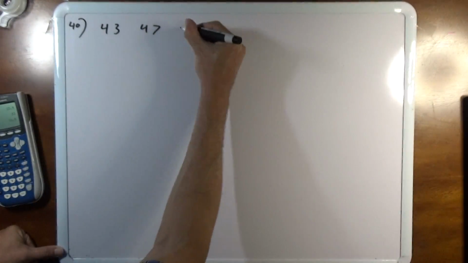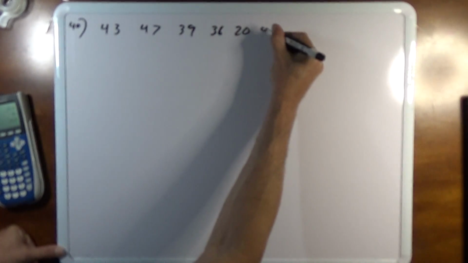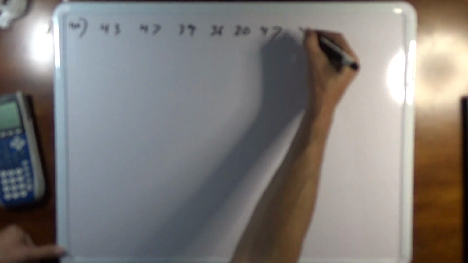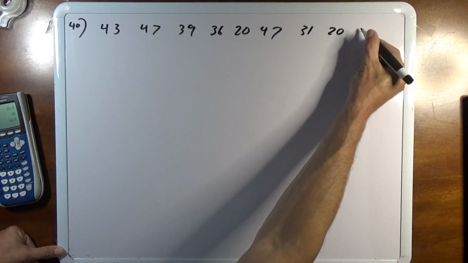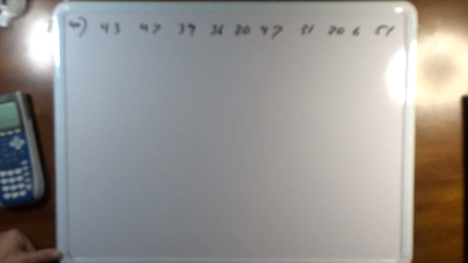40 is find the range and IQR, or interquartile range, of the data rounded to the nearest tenth. Okay, so my data points are 43, 47, 39, 43, 47, 39, 36, 20, 47, 31, 26, 51. Okay, so let's put these in order.